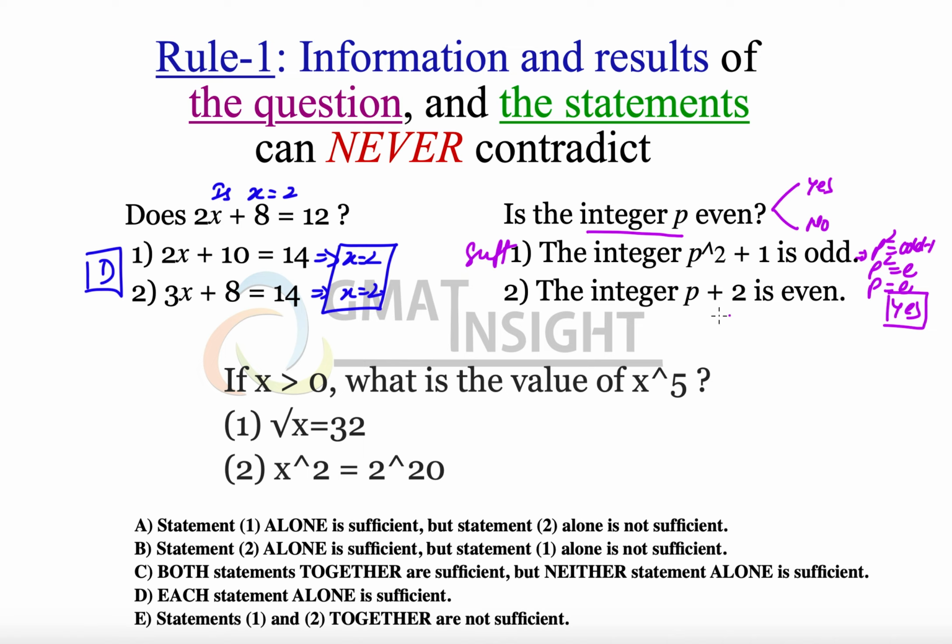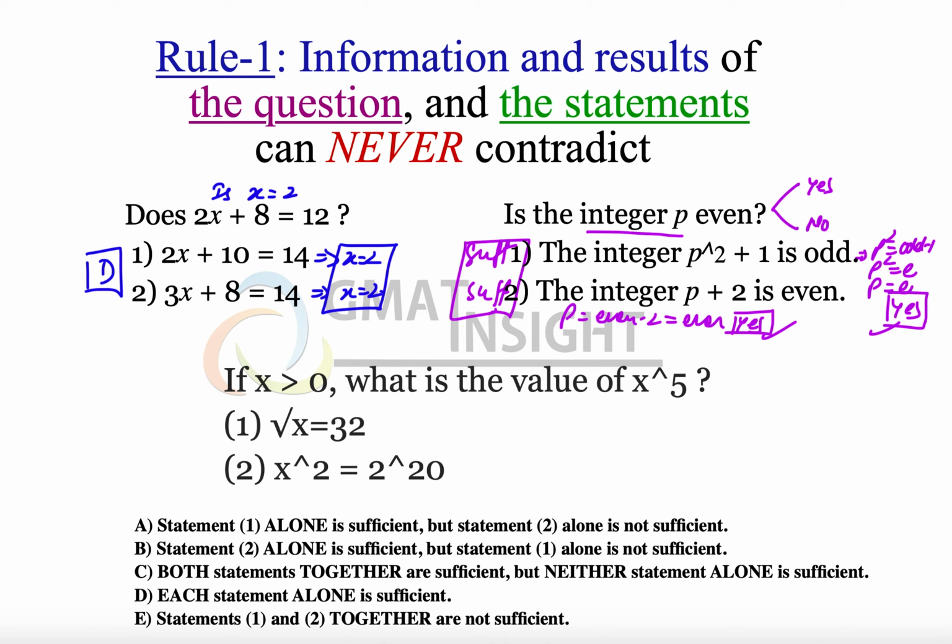And in the second statement, p plus 2 is even, which means p is equal to an even number minus 2, and even minus 2 is also even. So the second statement also gives the answer to the question as definitely yes, sufficient. Again, the thing to notice is that both statements are giving us the answer yes. It's impossible that the first statement says the answer to the question is yes and the second statement says the answer is no. Never ever is it possible.